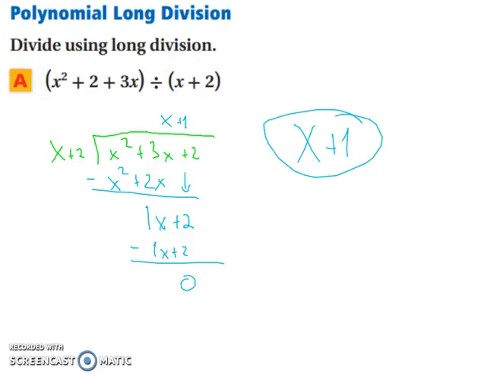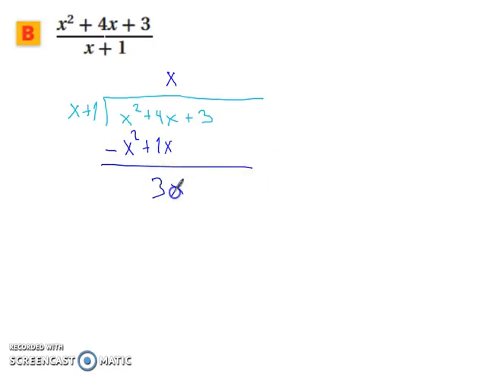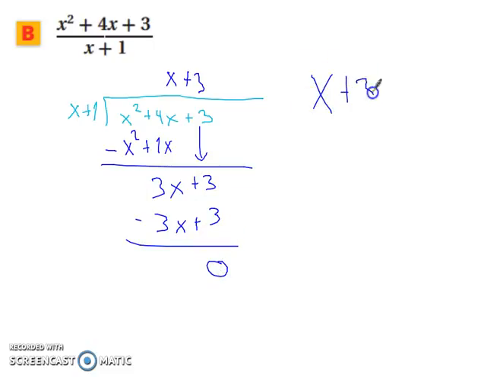Let's try another one. So we have x plus 1 outside, and on the inside we have x squared plus 4x plus 3. So we ask ourselves the question, what times x is going to give us x squared? X. So now we're left with x squared plus 1x. We're going to subtract, so we're left with 3x, and we bring down the next term, so plus 3. So what times x is going to give us 3x? 3. So then we end up with 3x plus 3, and when we subtract, no remainder to worry about, so we're just left with an x plus 3.